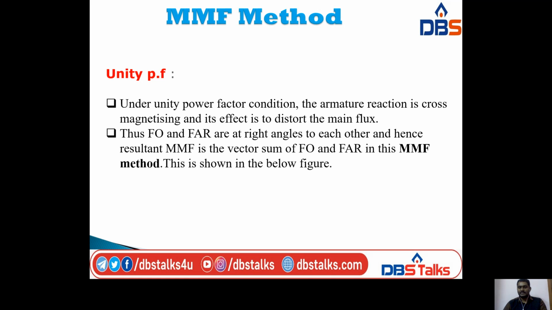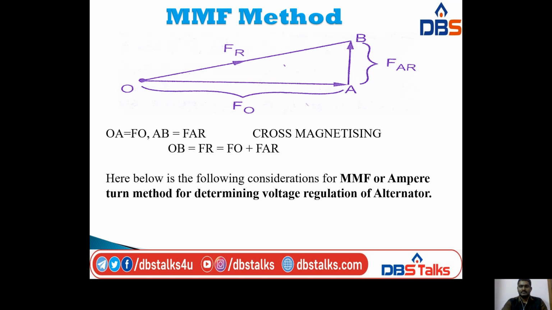So in this MMF method, this is shown in the below figure. Here also I am taking one diagram to represent the unity power factor load of an alternator. Here F naught and FAR are at right angles to each other. I am also taking 3 points, that is OAB. Here OA is equal to F naught, that is for the open circuit, and AB is equal to FAR, that is for the short circuit test.